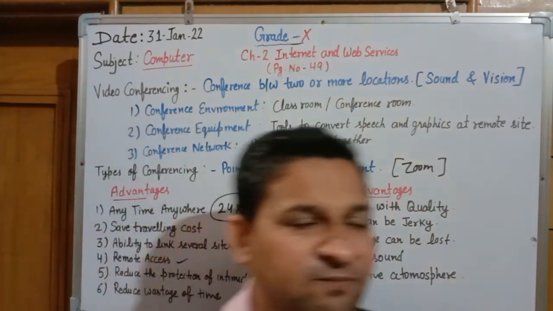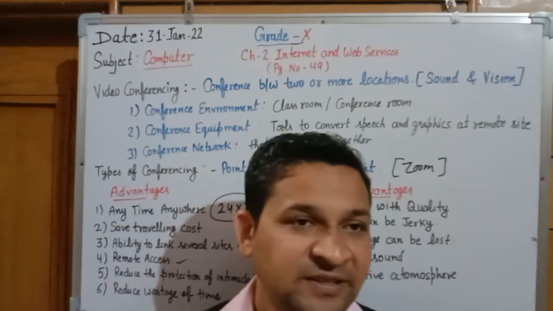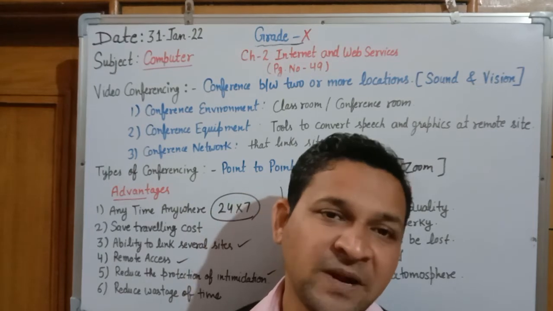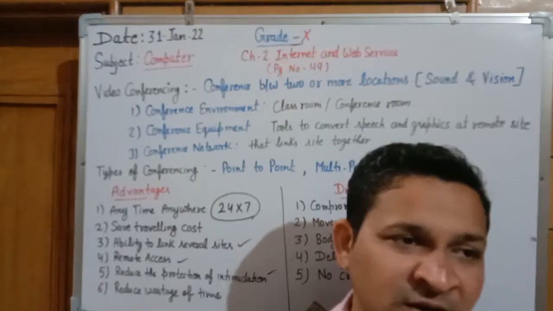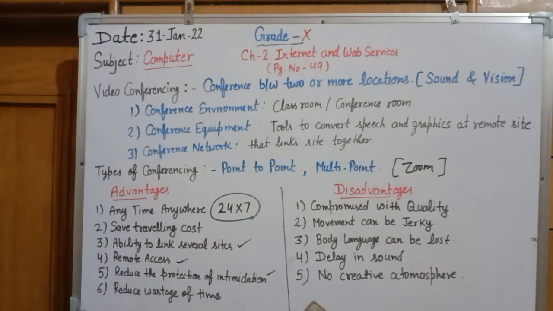And point 6, reduces wastage of time. When the meeting time is fixed, suppose we have fixed the meeting time at 4, there is a 90% chance all participants will be present on time. We need not wait for much time, so it will reduce the wastage of time. So the meeting will look like an attractive way of communication. Along with this, there are some disadvantages.